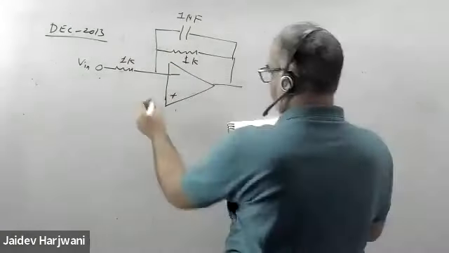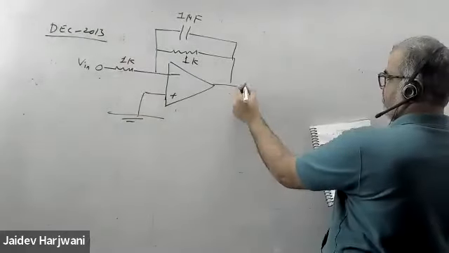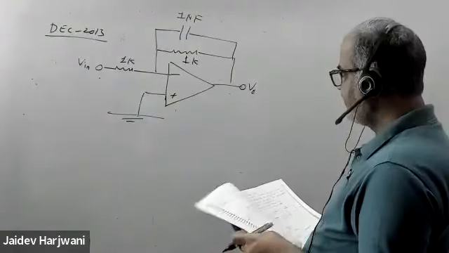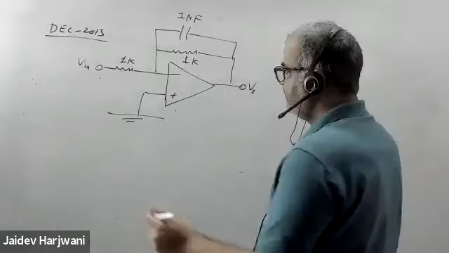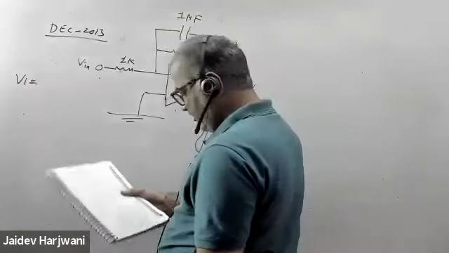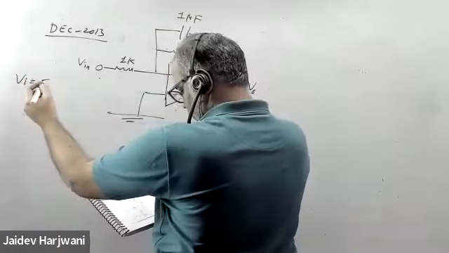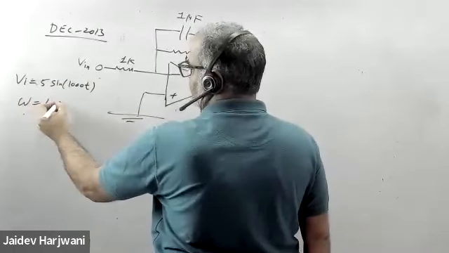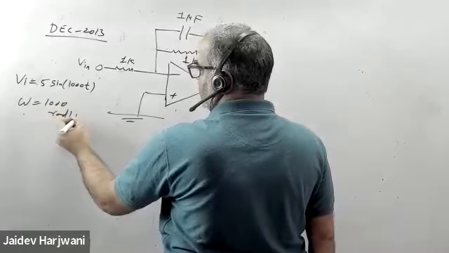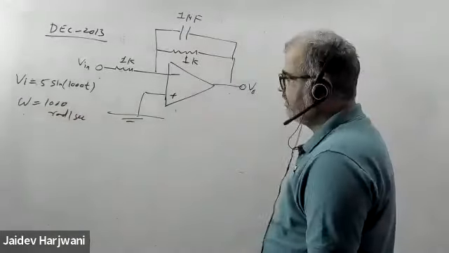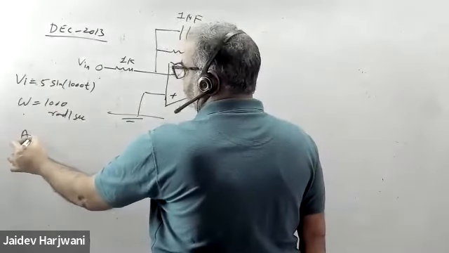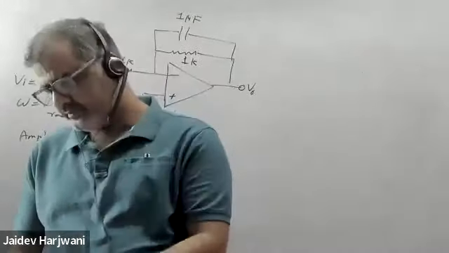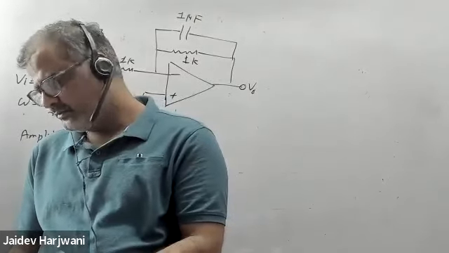Okay, and this is your v naught. So tell me what is the gain? What is the amplitude of gain? And what is the phase? This time they have given you v input, 5 sin 1000t. So the value of omega is 1000 radians per second, and the amplitude of the input is 5. So we are asking what is the amplitude of v naught and the phase.